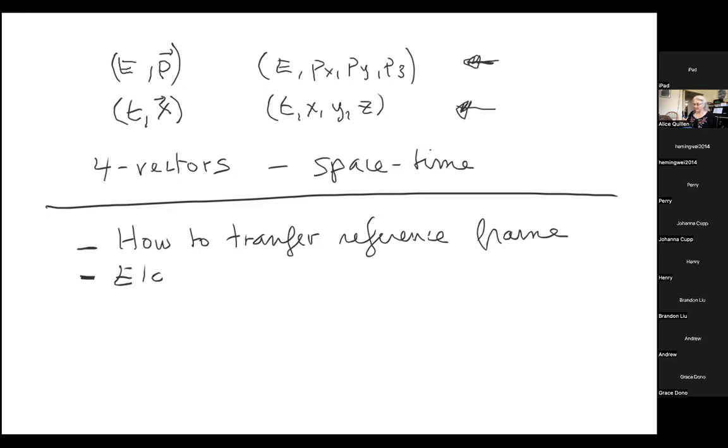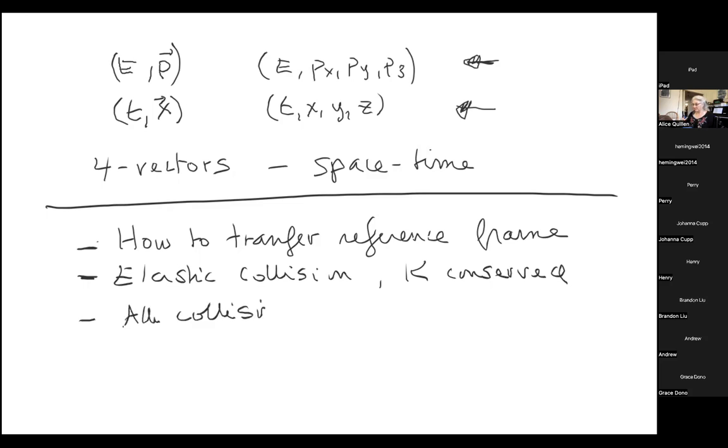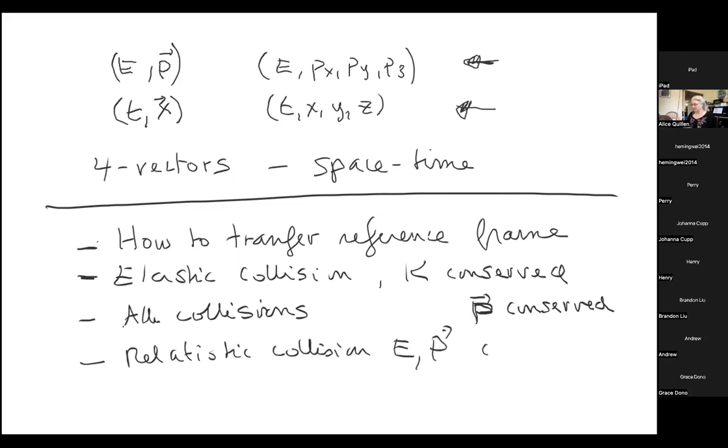Then for elastic collisions, the kinetic energy is conserved. For all collisions, these are non-relativistic, momentum is conserved. Actually, for all collisions, not just non-relativistic, momentum is conserved. And if we have relativistic collisions, E and p are conserved. So I think that summarizes what we've done in this section.